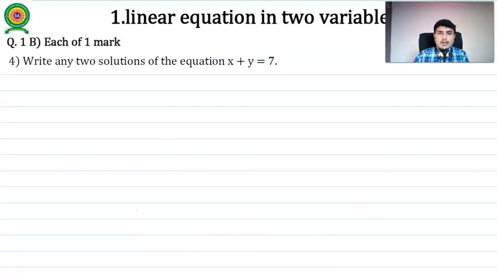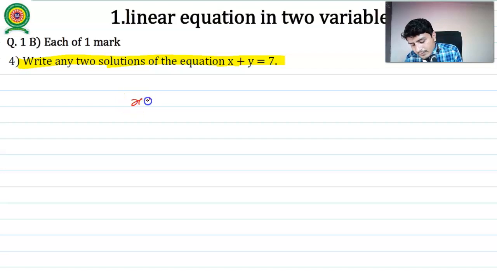Now look at question number 4. Write any two solutions of the equation x plus y is equal to 7. So we have x plus y equals 7, a linear equation in two variable. It has infinitely many solutions, and we have to write any two here. So look carefully.